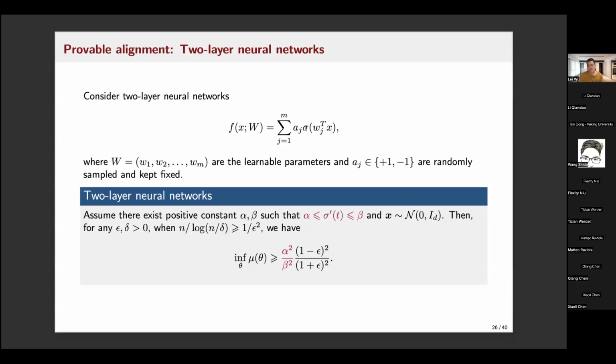If the activation sigma is the leaky ReLU with non-degenerate derivative, and as long as the sample size is large enough, then for these nonlinear networks the noise alignment still holds with a lower bound. Theoretically, this lower bound depends on alpha and beta, but in practice, the empirical observation is that this lower bound is always close to 1.